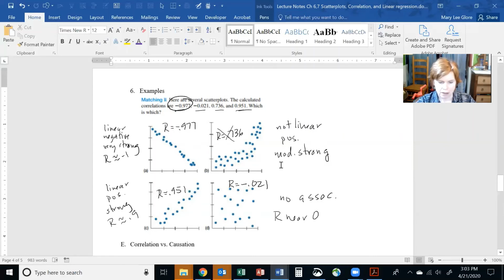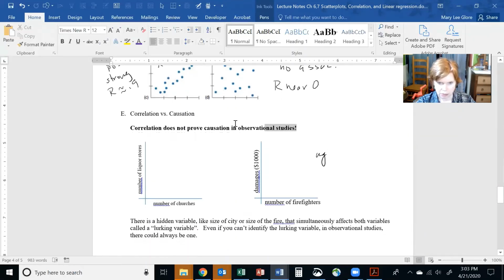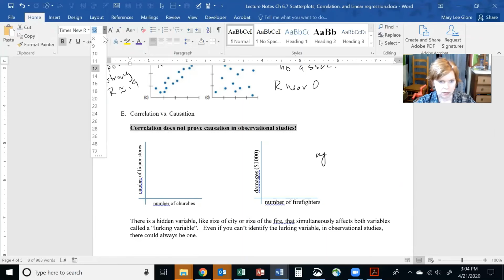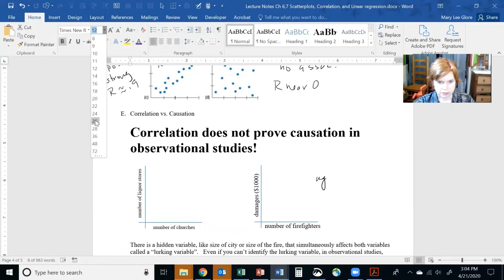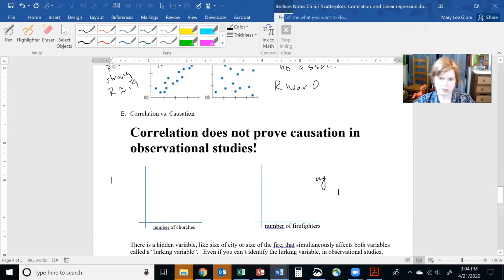Okay. Last topic, I want to talk about correlation versus causation. And I'm going to make this big. This is important. Correlation between 2 variables does not prove that one variable causes the other variable. This is important. Just like what we've been doing in the past, we said that observational studies do not prove causation. The same is going to be true here.